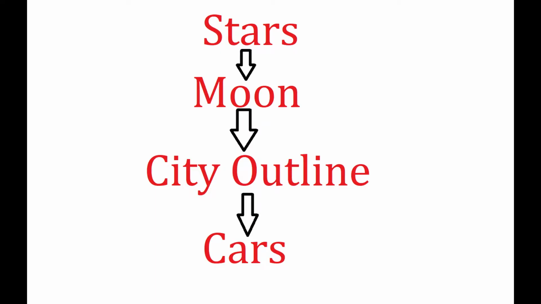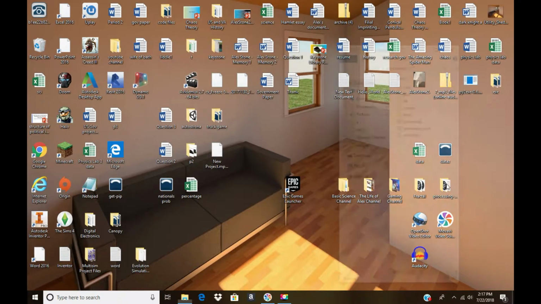The way we're going to portray depth in this animation, in the image we draw with Processing, is by having different classes like stars, moon, city outline, and cars. What's drawn first is the stars, then the moon, then the city outline, then the cars. You're drawing the back first and then stuff closer to you, so it portrays the depth of what's closer.